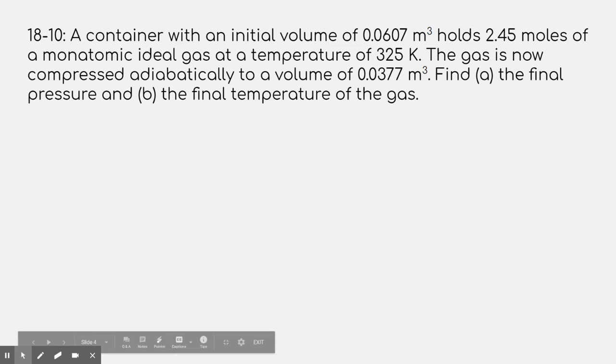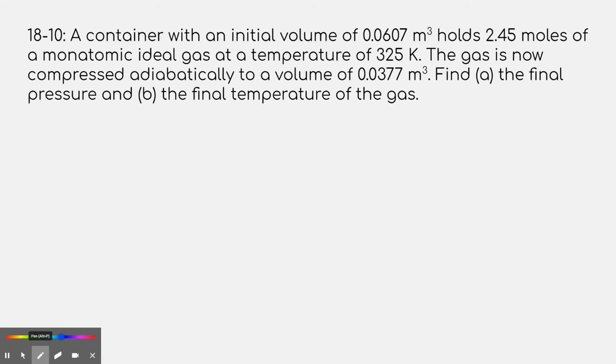Now we're looking at a container that has an initial volume of this, and it holds this many moles of some monatomic gas. Here is the temperature that it's holding it at. After the gas is compressed adiabatically, so no heat is flowing into or out of the system, we see that our new volume is this, and we want to find the final pressure and the final temperature of the gas. One of these is going to be much easier to find than the other.